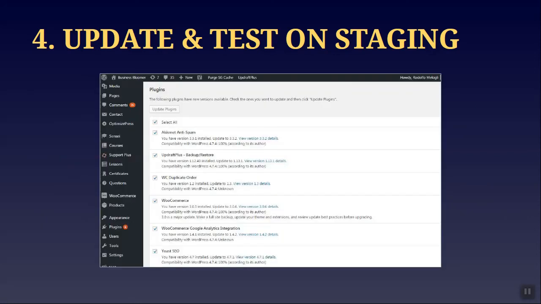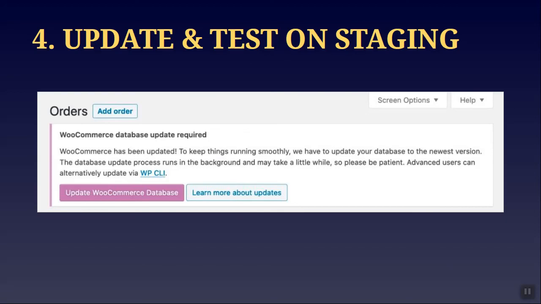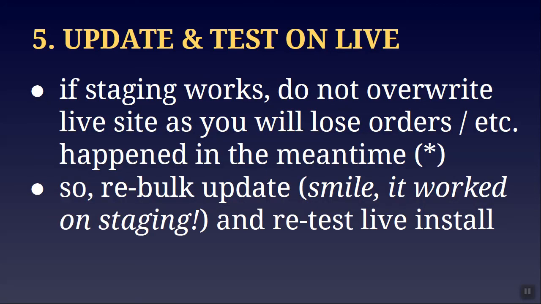This is an example of how I bulk update plugins. I'm on staging, there is no problem. This is the WordPress database notification that there is an update required for the database. And of course, if staging works, now I can move on to step 5. I prefer not to override the live site with my staging site. So it's the opposite of before. Earlier on, we copied data from live to staging. There is an operation or function you can do to copy staging to live.